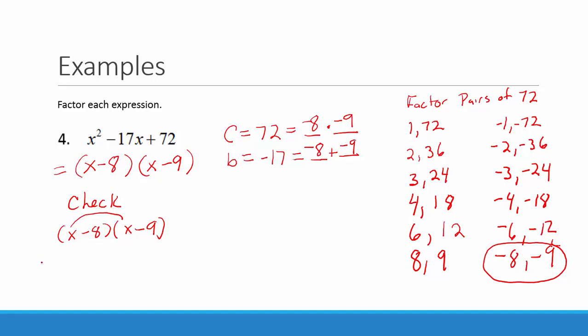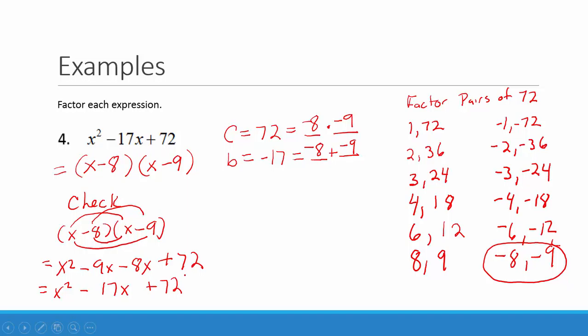X times x is equal to x squared. X times negative 9 is equal to negative 9x. Negative 8 times x is negative 8x, or minus 8x. And negative 8 times negative 9 is equal to positive 72. Combining like terms in the middle, we get x squared minus 17x plus 72, which is our original problem. So this is our factored form of our expression.